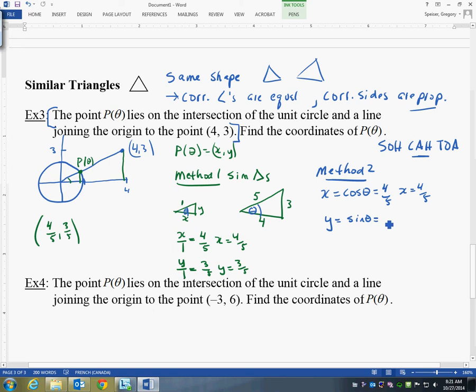And sine is opposite over hypotenuse. The opposite side is 3, and the hypotenuse is 5. So boom, we're done, 3 over 5. So whichever method you want to use to get there, here is your answer. Cha-ching. Okay, we are almost done.